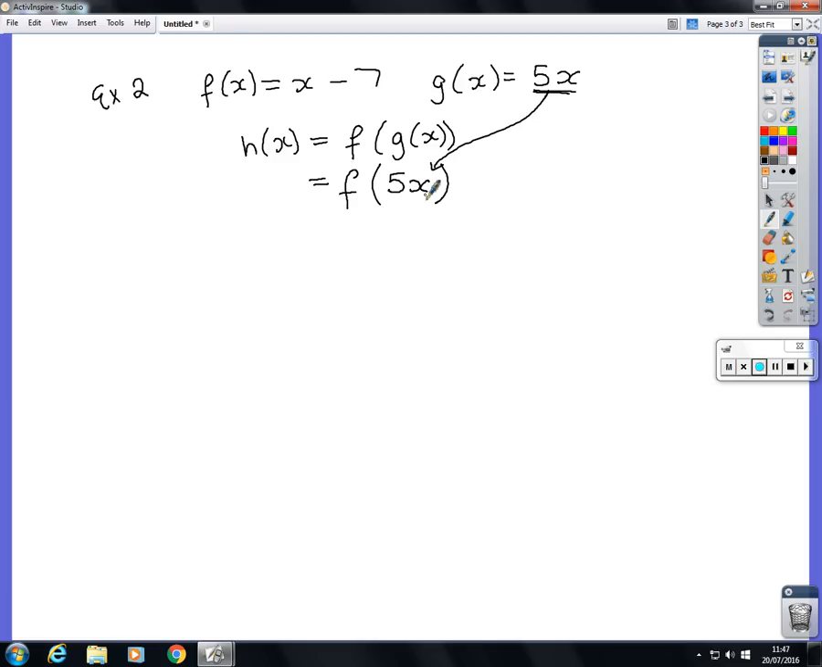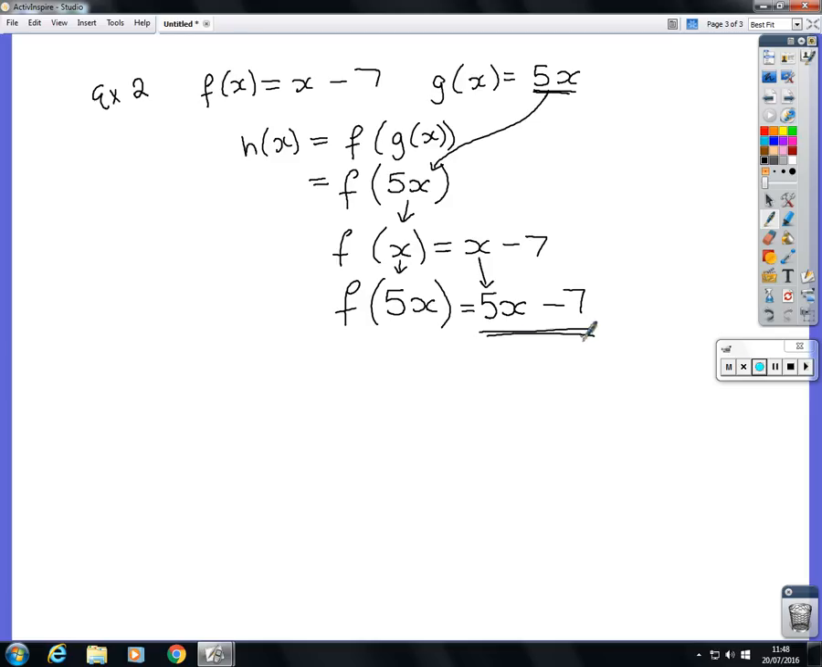So f of g of x is f of 5x. Now instead of putting f of x, and that's x subtract 7, we can replace the x here with the new function 5x. So we replace the x in the function of f with the new function 5x. So 5x subtract 7 is function h of x.